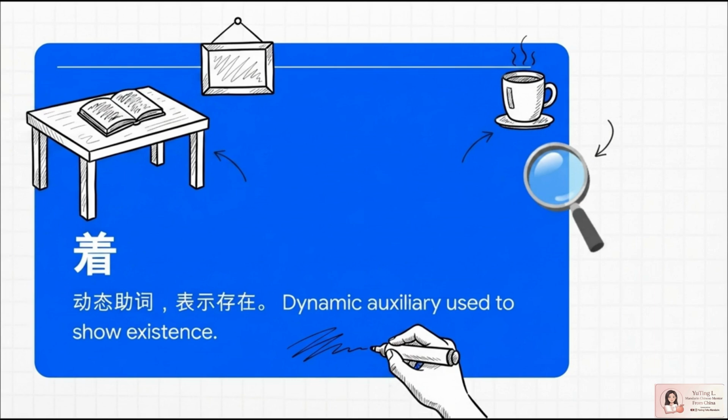Exactly. You just take an action word, like to put or to place, and you literally freeze it in time. It shows the lingering results of that action. Someone put a book on the table, and now the book is just resting there. The action itself is over, but the state of the object keeps going.